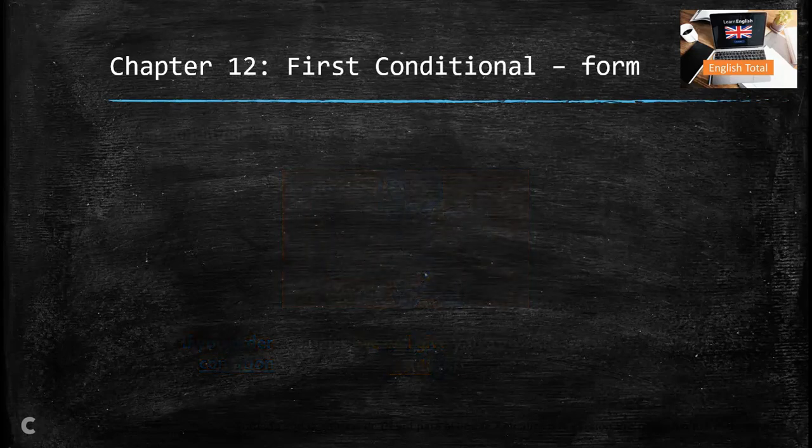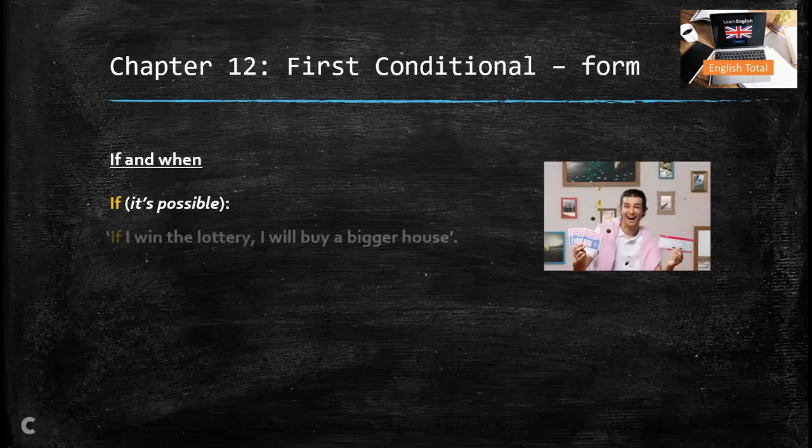Finally, let's take a moment to talk about if and when and how they can be used with the first conditional. The word if indicates that something is possible and may happen. For instance, if I win the lottery, I will buy a bigger house. In this example, the man believes that he may win the lottery one day, which is unlikely but not impossible.